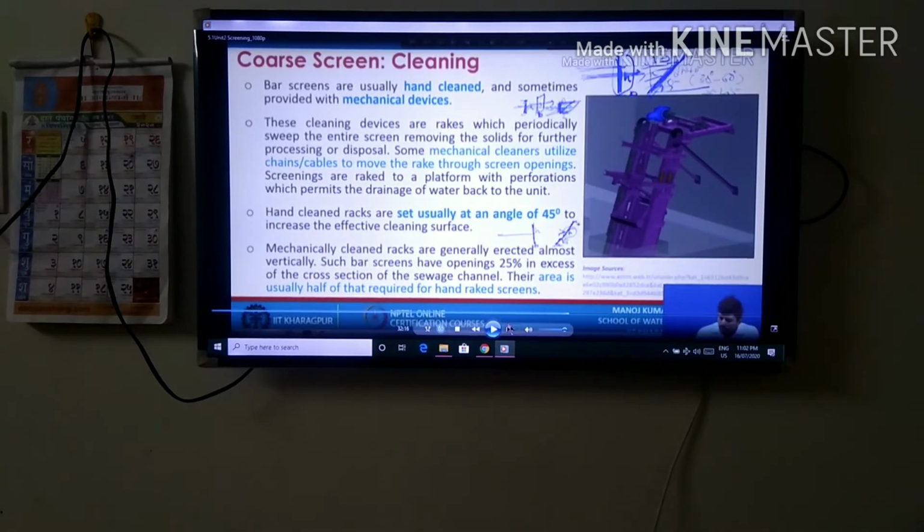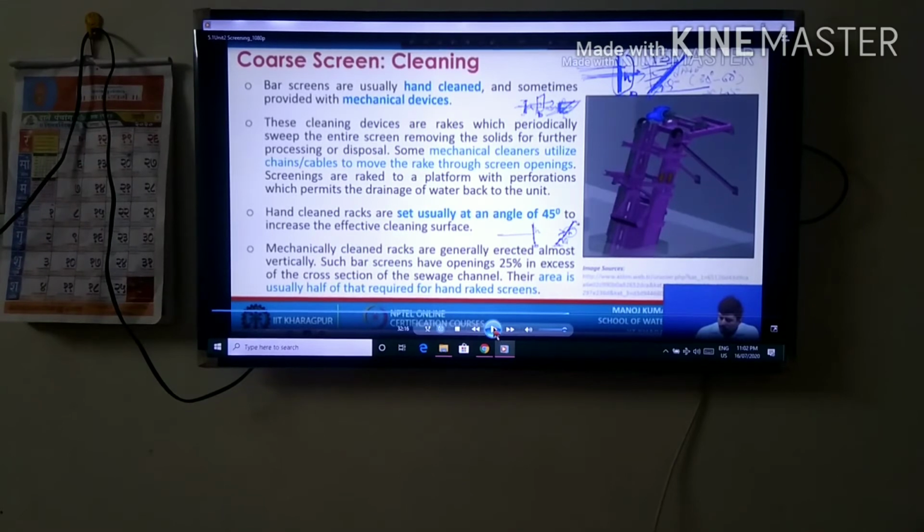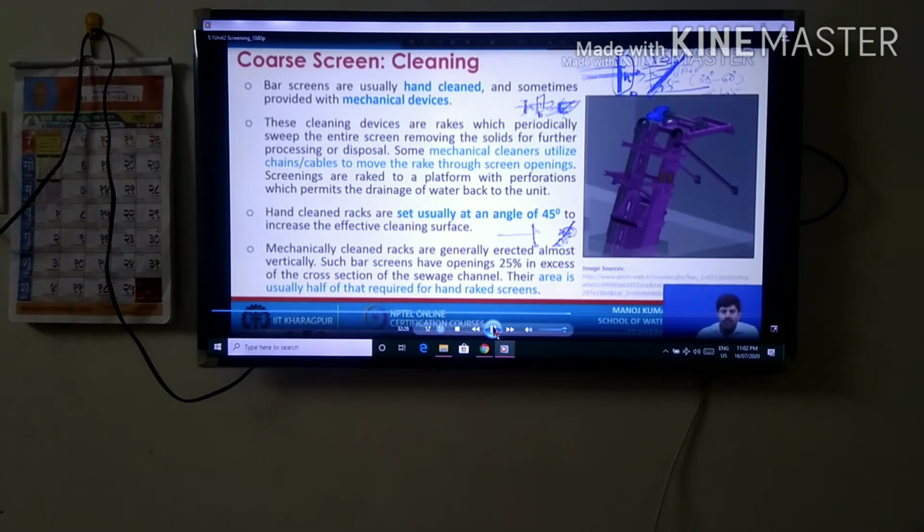Screens are inclined, H by sin theta that way. So eventually, what you see here is that the area required of the screen will increase. Yes, but again, the efficiency increases. Plus, it is difficult to take out the manual screen. It is far easier to handle the inclined screen. So it increases the effective cleaning surface and it increases the effective operation as well.